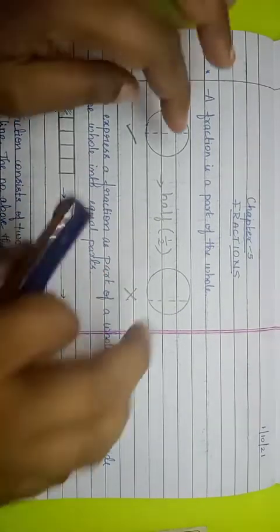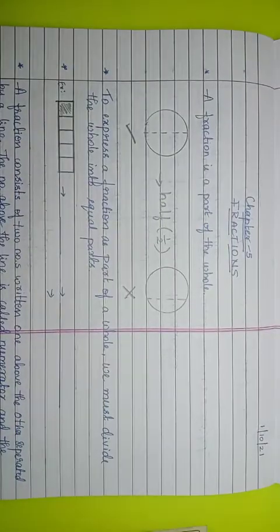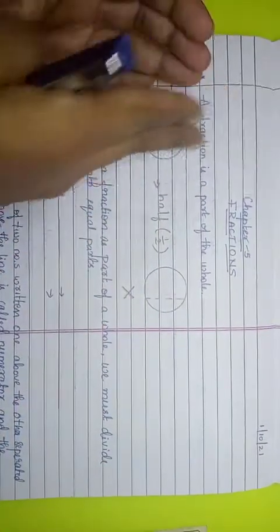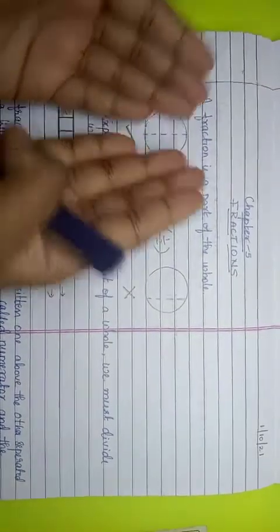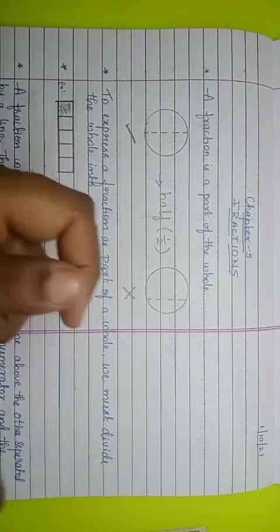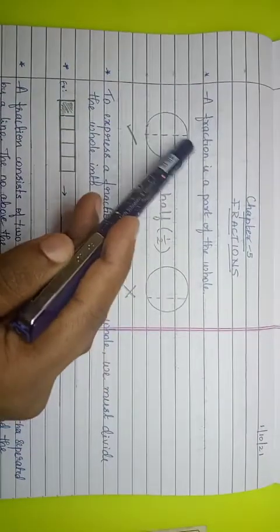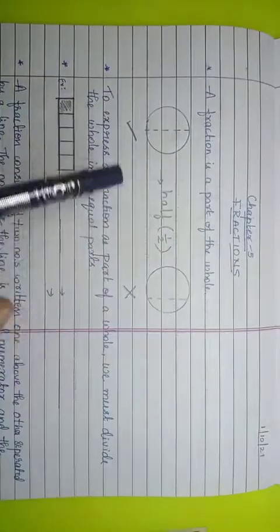See, for example, I'll give you one cake. I'll ask you to share it between two of you. Two people are there, and I'll give them one cake. What will they do? They'll cut it in half, right? Exactly, they will make two equal parts and share it between themselves. Even if it's a chocolate, even if it's a biscuit, they share it exactly like two parts and then eat it, right? So this exactly equal dividing of that one whole is called a fraction.